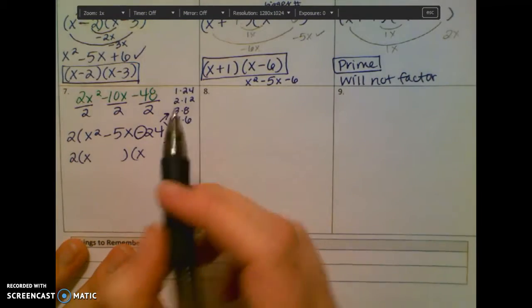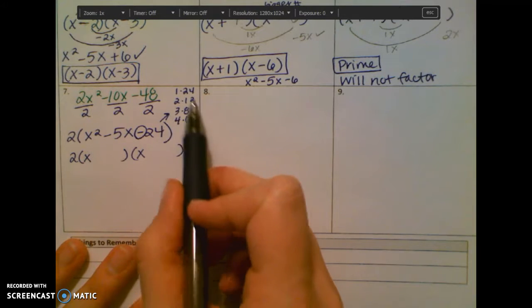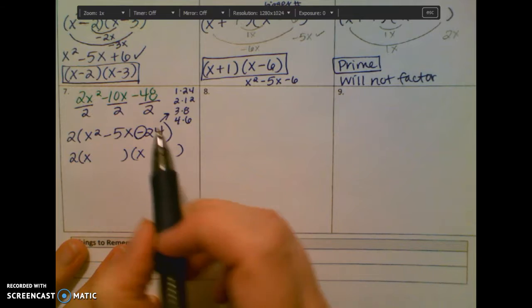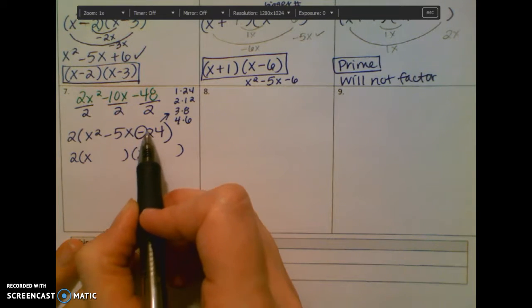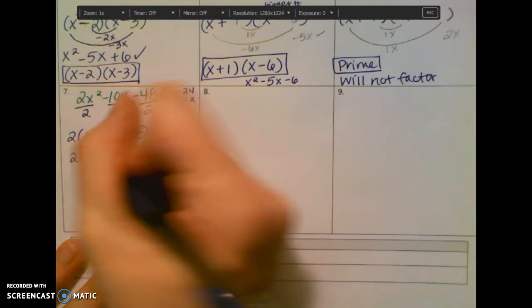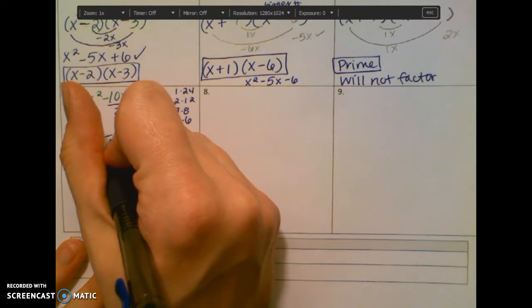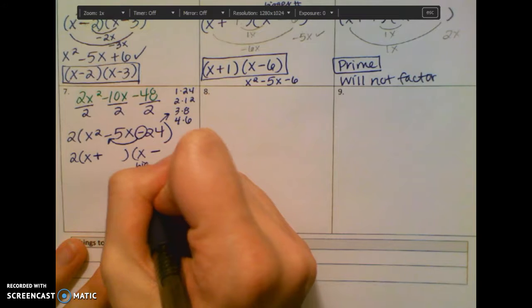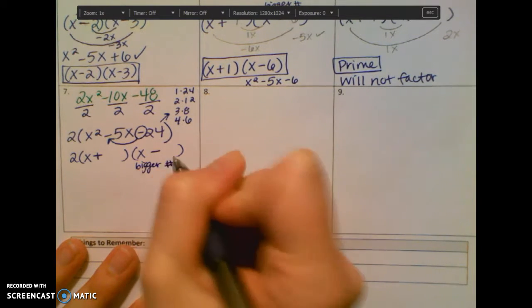So I went ahead and wrote out the factors of 24, just putting them right over here. Before we start trying them, we need to look at our signs. So we have a negative sign second, which means we're going to have different signs, and then the first sign is negative. So that means the bigger number is going to be here.